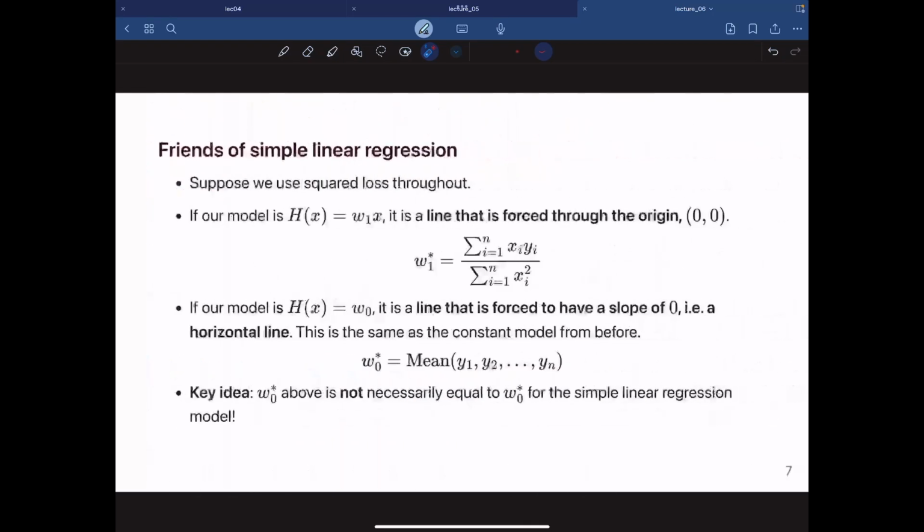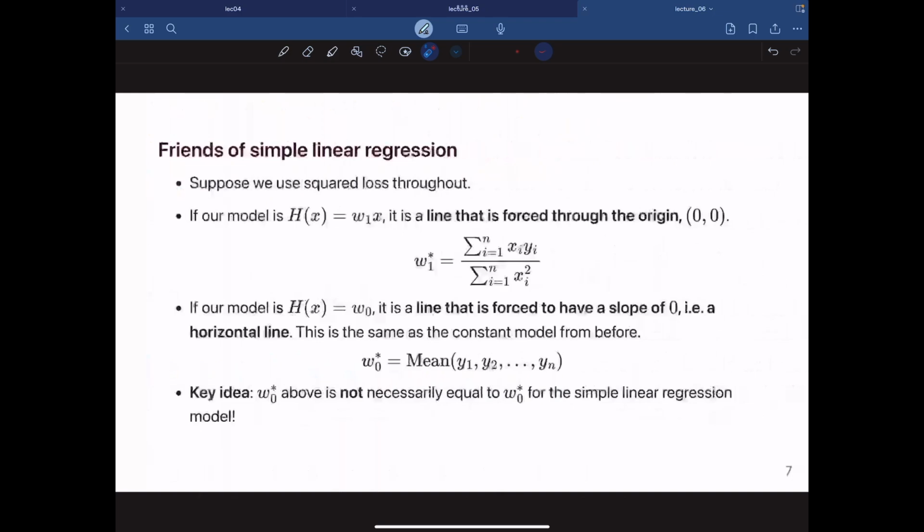And the other thing is this idea that there are many different ways to create this kind of linear-based model. Even though we're using mean squared error, and mean squared error might use the same symbols like w naught star, w sub 1 star.